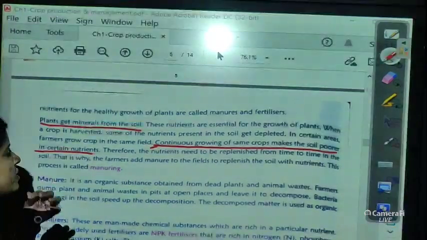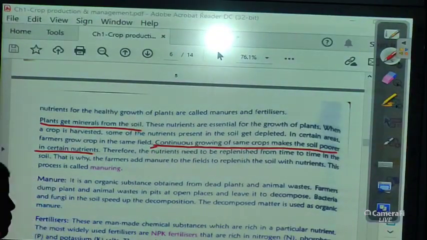Therefore, the nutrients need to be replenished in the soil from time to time. That is why the farmer adds manure to the field to replenish the soil with nutrients, and this process is called manuring.